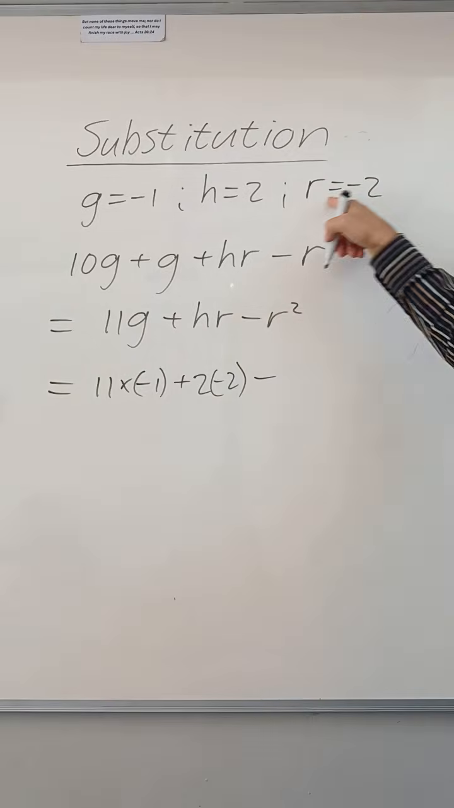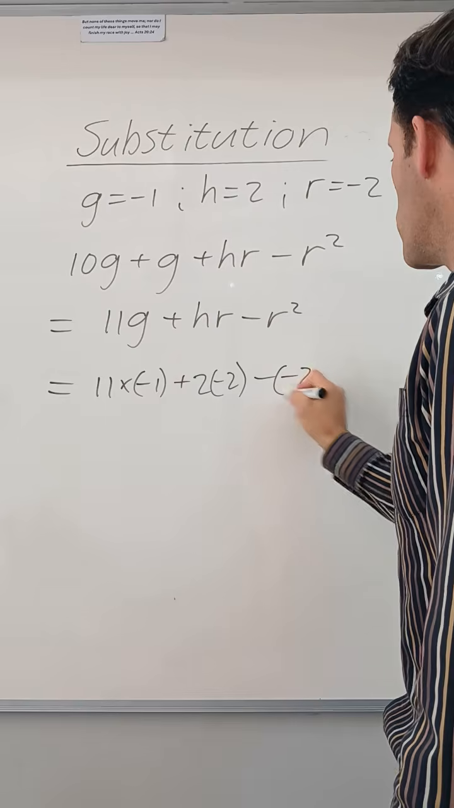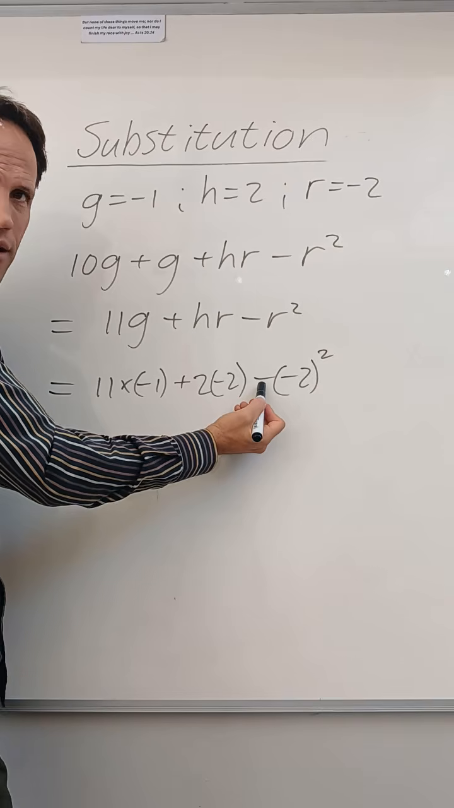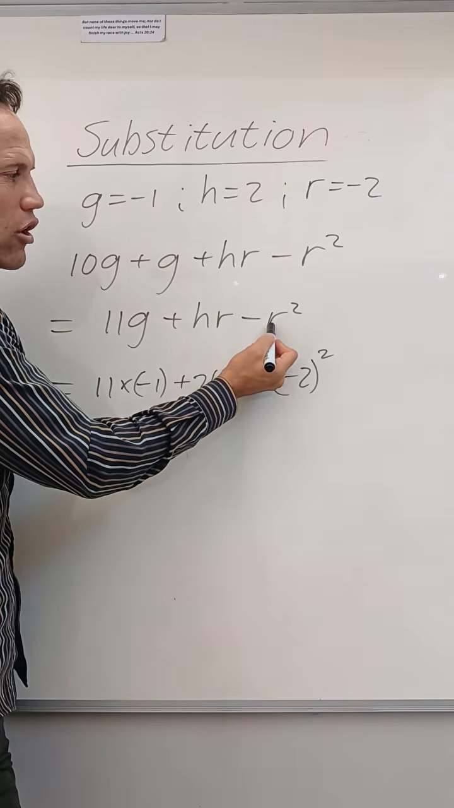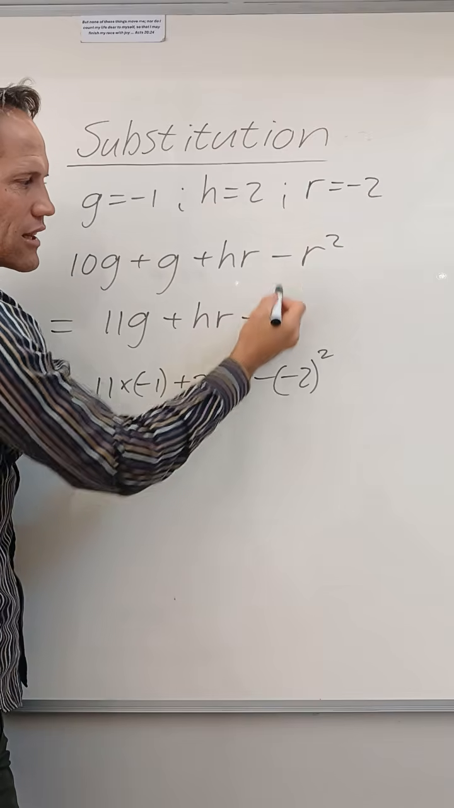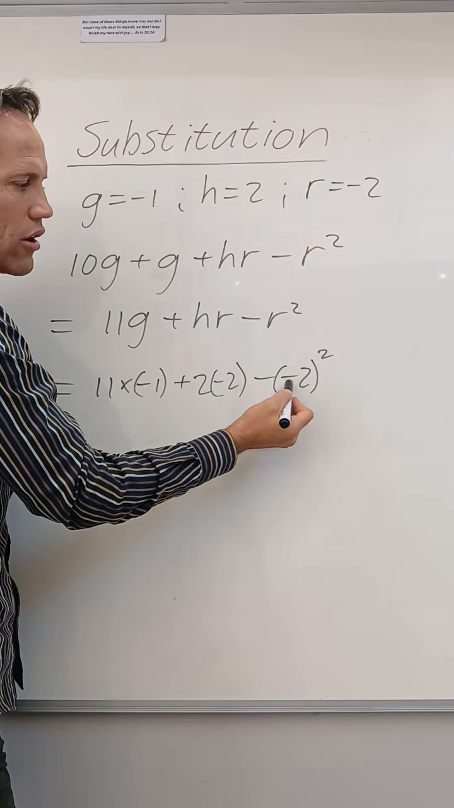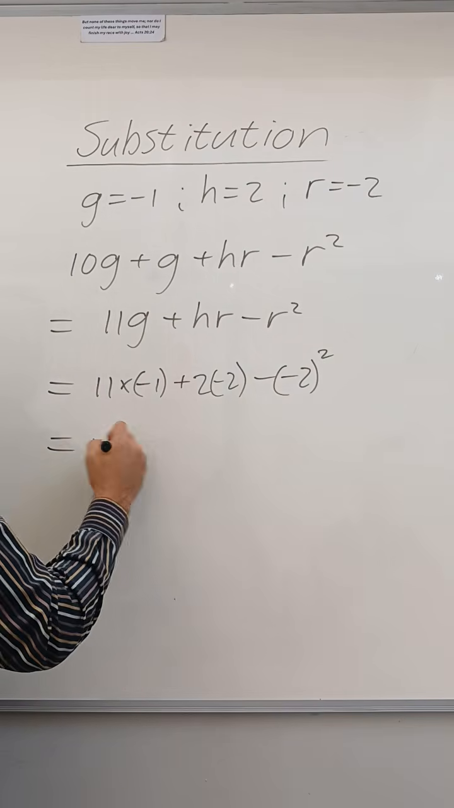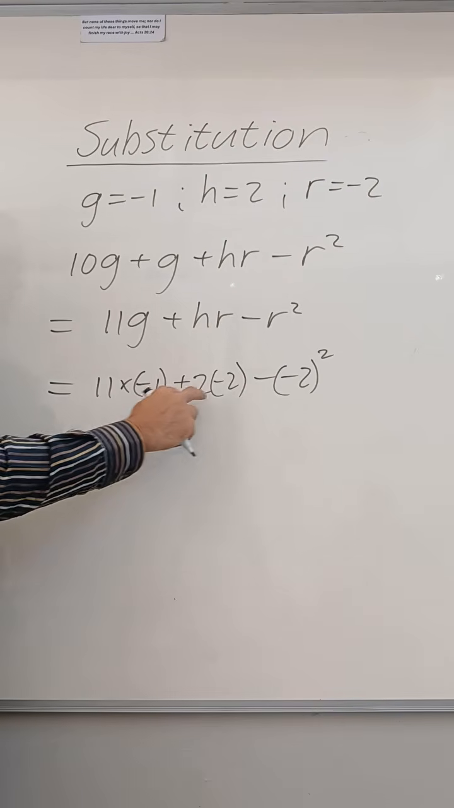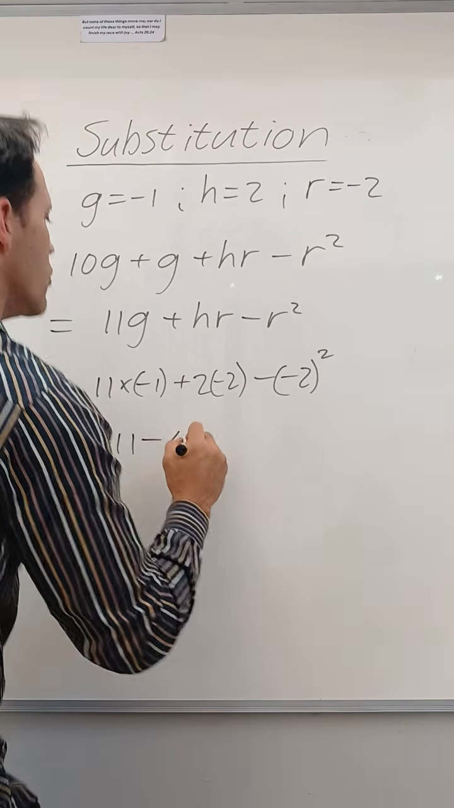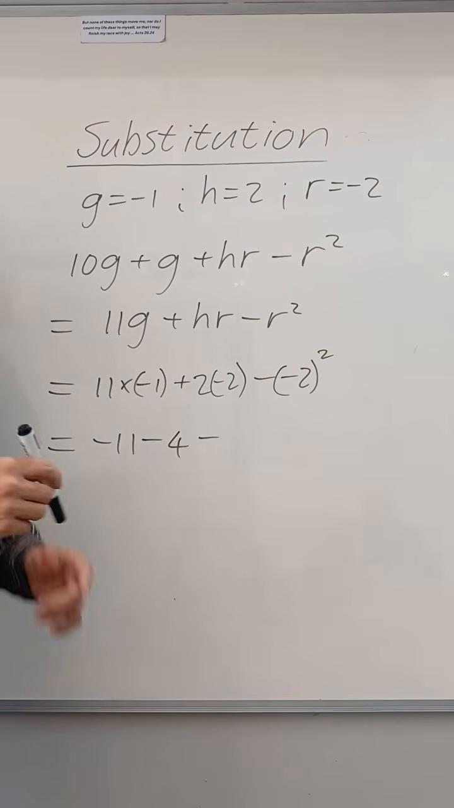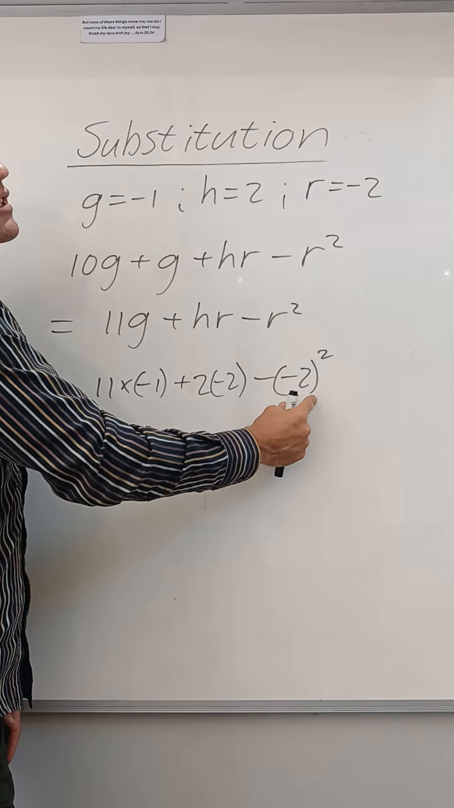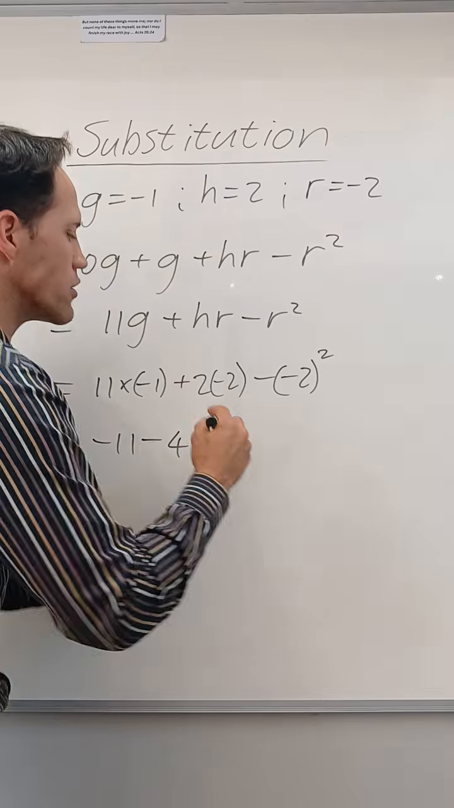So now r is -2, so it's going to be -2 squared. Look carefully here. There's a negative already. You see, there is a negative, and then r must also be -2. So it's negative, and then r is -2 squared. So we're going to have 11 times -1 is -11 for this. 2 times -2 is -4, minus, and now remember -2 squared is -2 times -2, which is +4. So it's going to be +4.